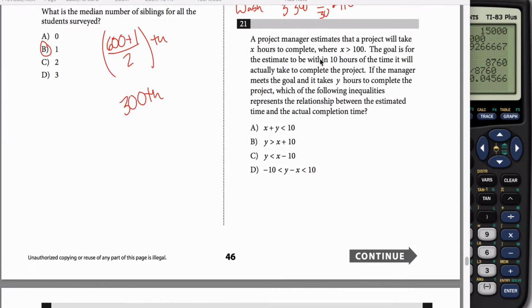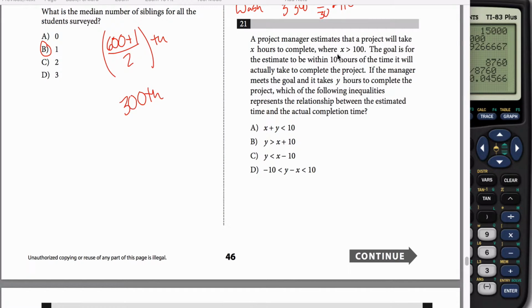So 21, a project manager estimates that a project will take X hours to complete, greater than 100. The goal is for the estimate to be within 10 hours of the time it will actually take to complete the project. If the manager meets the goal and it takes Y hours to complete the project, which of the following inequalities represents the relationship between the estimated time and the actual completion time?